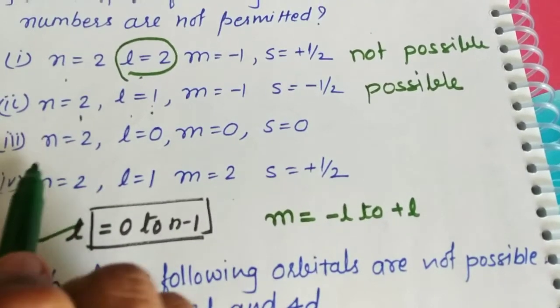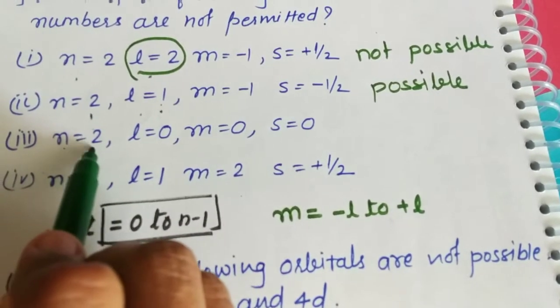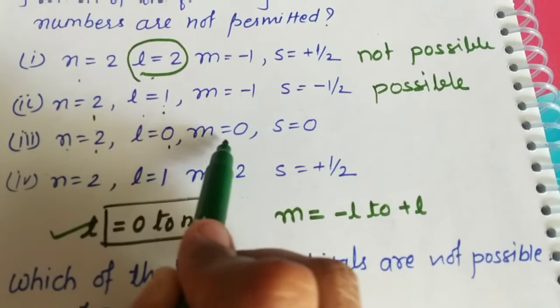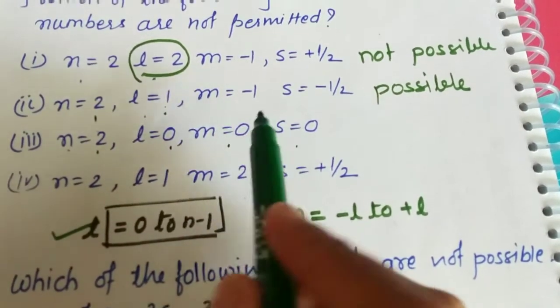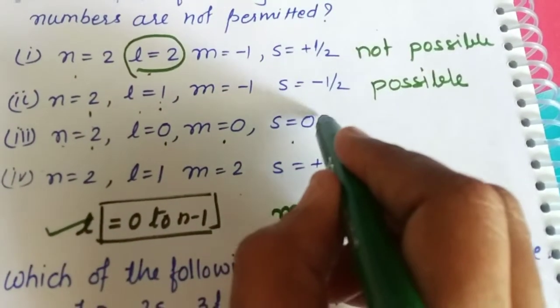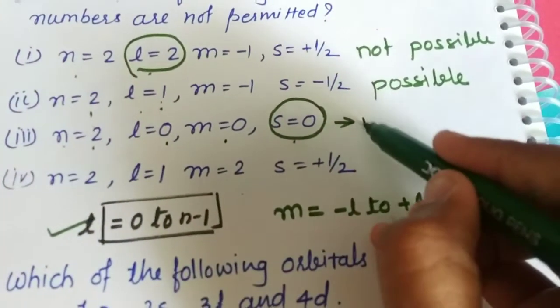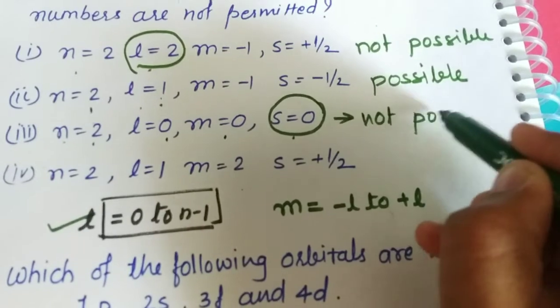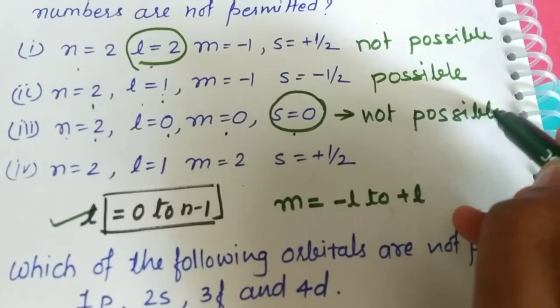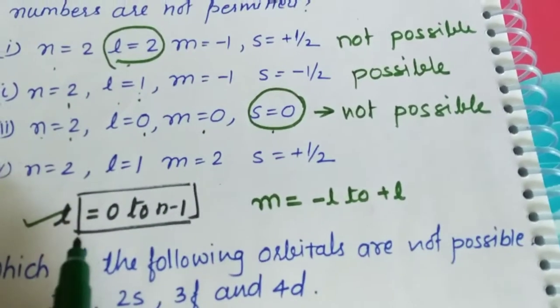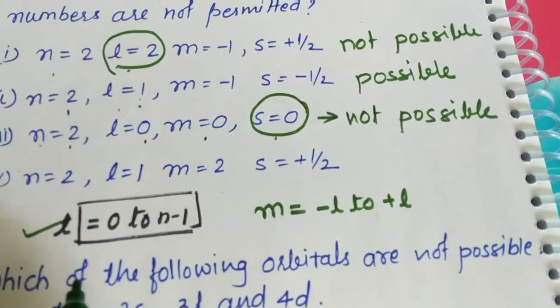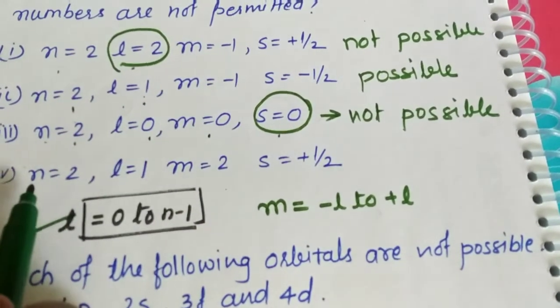Now let's start with the next. Now n is equal to 2, L is equal to 0, M is equal to 0, but S is equal to 0. So here we can say that yes, the major one, S cannot be 0, and that's why this is not possible. Spin quantum number cannot be 0. It may be plus 1 by 2 or minus 1 by 2.